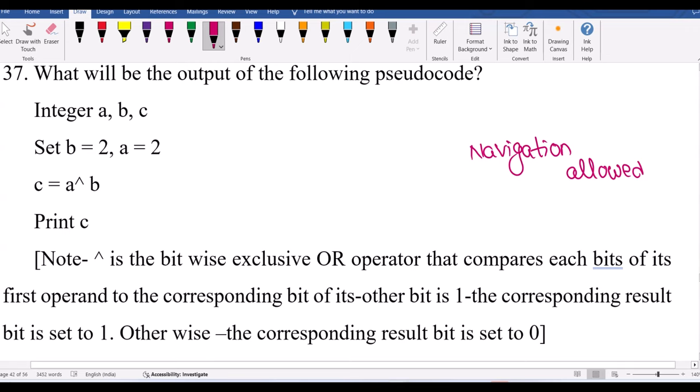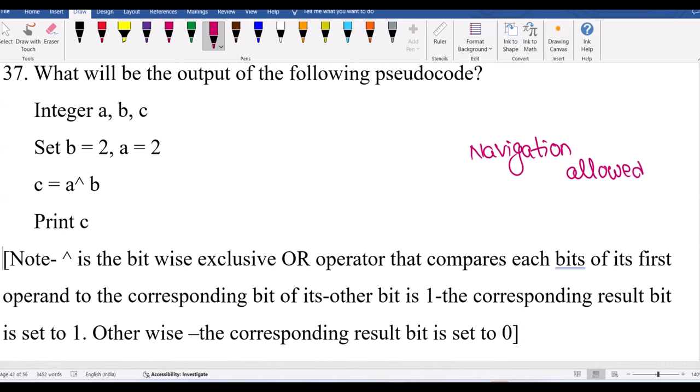So in pseudocodes also, I first suggest you go for the easy ones. Whether you start at the end or at the first, I am not worried about that. But focus on the ones which are easy and fast going. Now, C is A XOR B. XOR operation on the same values always gives zero. Suppose C is equal to P XOR P, the result is zero. Here, 2 XOR 2, the result is zero. If they are different, then only one will come. If the same, it will be zero only. So the same values always give a zero result in an XOR operation. So print C is nothing but zero.